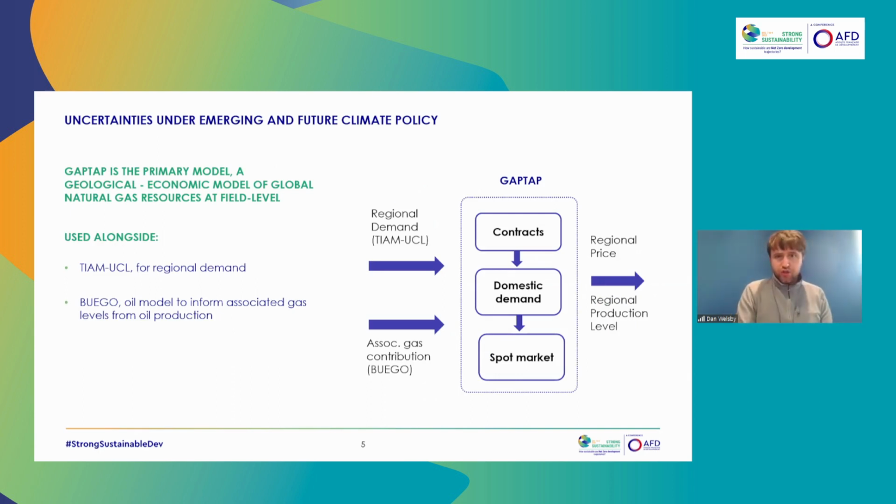So I'll just talk very briefly about the models that we used to explore this uncertainty framework. The primary model we used is GAPTAP, as I said. GAPTAP is a geological economic model of global natural gas resources at a field level. Essentially, GAPTAP takes regional demands for natural gas under different climate scenarios, and it will invest in field level production capacity to meet that level of demand.